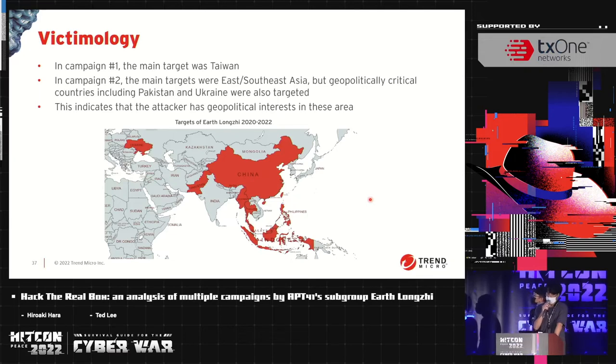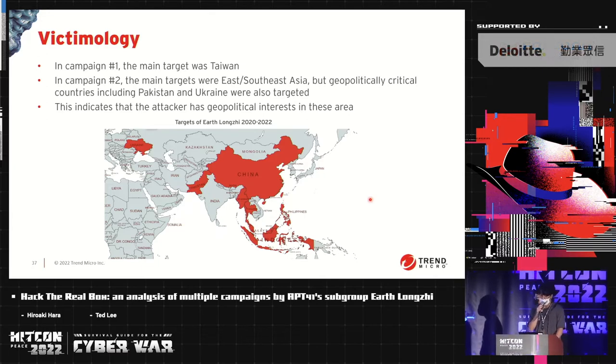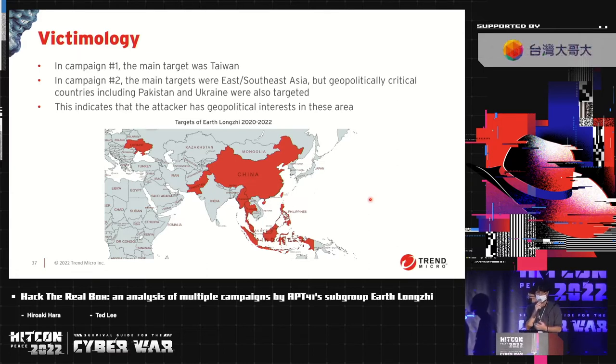Okay, so let me introduce how we think. First, the victimology. In campaign number one, the main target was Taiwan. In campaign number two, the main targets were in East and Southeast Asia, but they were also targeting geopolitically critical countries, including Pakistan and Ukraine. So this indicates that the attacker has geopolitical interests in these areas. This is consistent with the existing APT41 and its related groups.